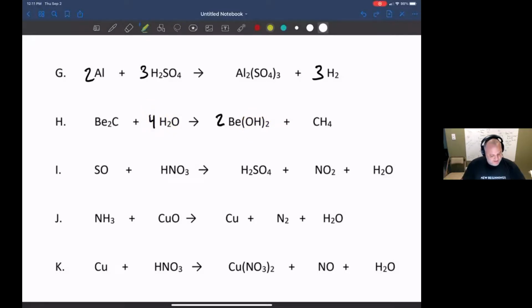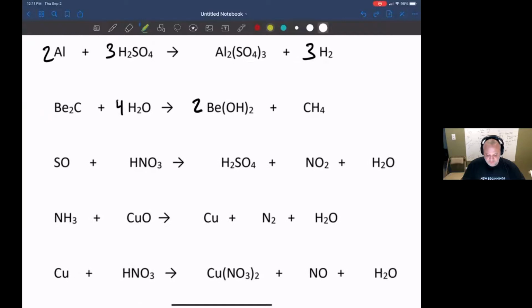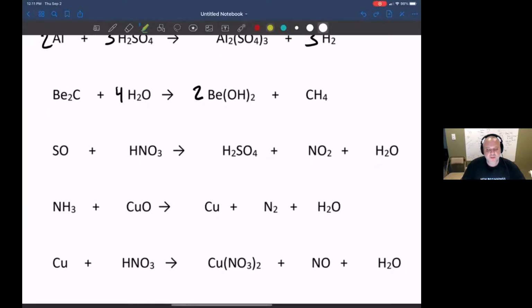Okay, what's next? It looks like I've got something pretty complicated. The sulfate does not stay a sulfate, so I want to go ahead and deal with the individual atoms for that one. It also looks like nitrate does not stay nitrate, so I have to deal with individual atoms everywhere. This one is a little bit harder to figure out where you need to start, and the reason is that pretty much everything is balanced.